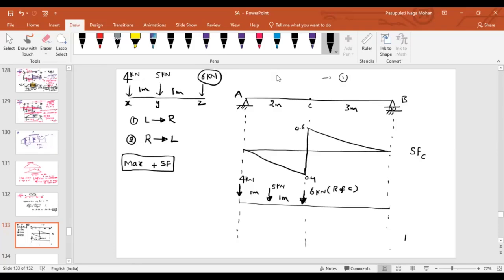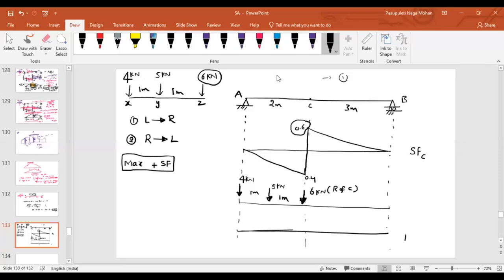So this is one possibility, that I am placing 6 kilonewton at point C. Why? Because 6 is the larger magnitude. And what I'm thinking is that if I place my maximum load at C, I might get the maximum. Even that might be wrong. Why? Because the other two loads are going on the negative side. Instead, what other possibility can you tell me? Placing 4 kilonewton at C, sir. 4 at C, sir. Even 5 at C.